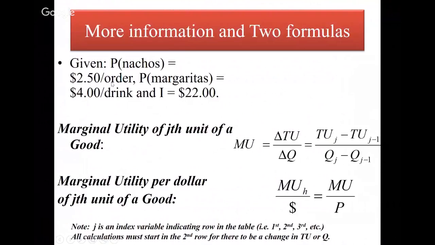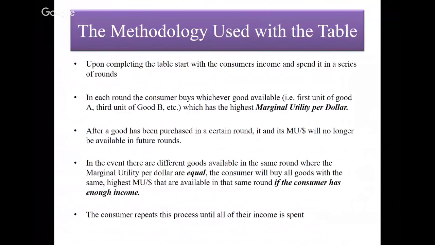Now, I've also given some other information here. We're going to build the full table starting with that basic table, but we're given the following information. The price of an order of nachos is $2.50 for an order, and the price of a margarita is $4 per drink. I guess they're using cheap old tequila. And this person has $22 to spend. That's what's going on with that, because this is going to help us get to the next table. Now, a couple of other pieces of information. We're going to complete the table so we have 8 columns. We're going to calculate marginal utility and marginal utility per dollar for the nacho plates, and then marginal utility and marginal utility per dollar for the margaritas.